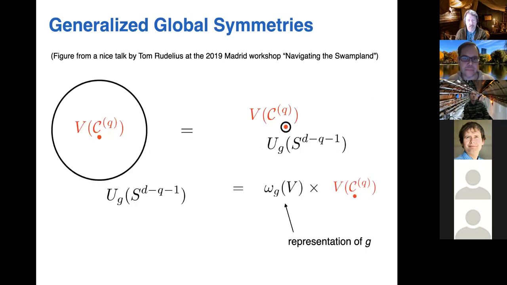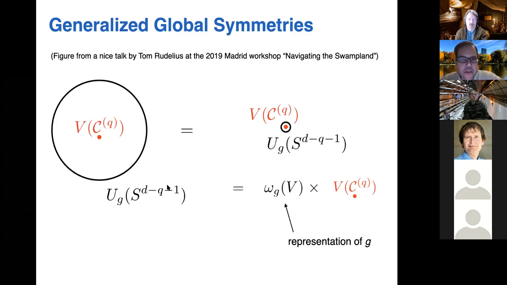And to illustrate that, there's this generalized version where instead of just thinking about symmetries that act on local operators, we could think about symmetries that act on q-dimensional operators. So these could be ordinary local operators when q equals zero, or they could be operators that live on lines, like Wilson lines, if q is one. They could be operators that live on surfaces if q is two, and so on. And if you have q-dimensional charged operators, you can always link them. You can surround them by some sphere, which is d minus q minus one dimensional.